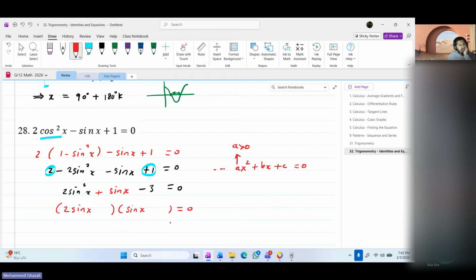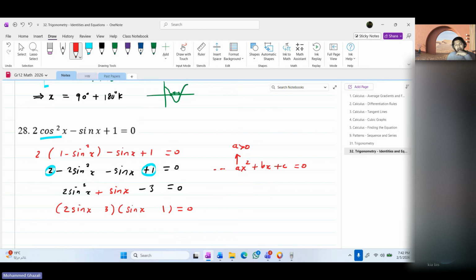2 sine x and sine x. I think the 3 goes here and the 1 will go here. No, the other way around. The 3 will go here and the 1 will go here. Why can't I put the 3 there?